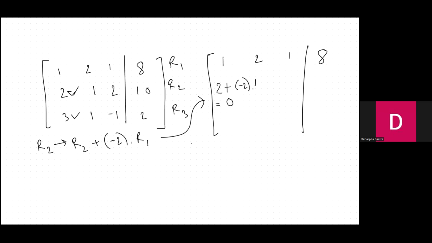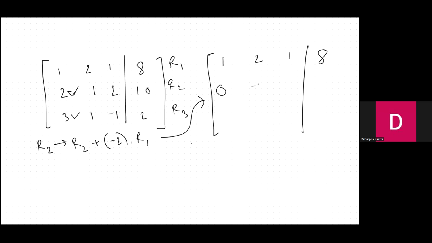Next, what is our R2? That is 1 plus minus 2 into R1, that means 2. So it is 1 plus minus 4, that means minus 3. The next value, that is 2 plus minus 2 into 1, so it will also become 0. So let me just write down freshly. In the second row, it will be 0, minus 3, 0.